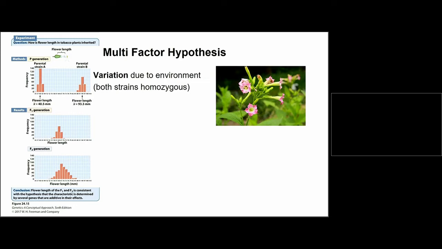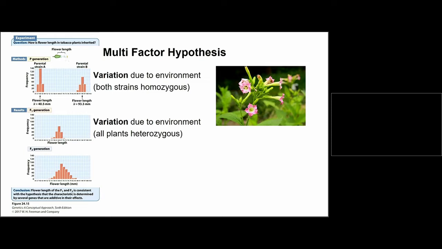And the environment may lead to epigenetic changes in the DNA, right? We've talked about that a little bit. But we're just going to stick with thinking of it as changes due to the environment. So if we take strain A and cross it to strain B, we get our F1. What do we know about the genotype of the F1? It's heterozygous, right? So all of the flowers in the F1 generation are going to have the same genotype. They're all heterozygous. But again, we're seeing some variation in the flower length. So all this variation is due to the environment.